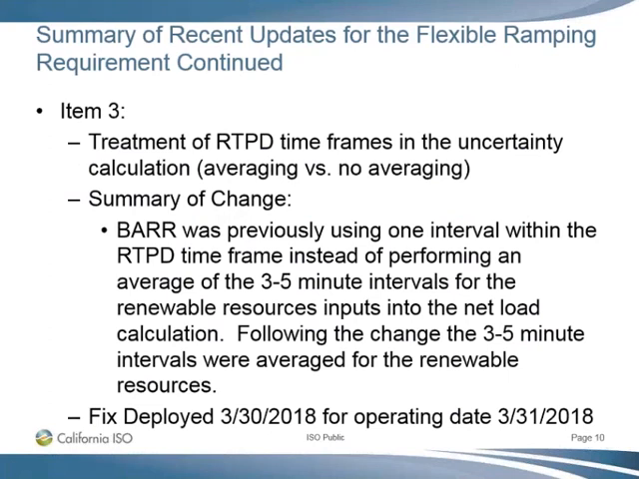Item number 3 is the treatment of the R2PD time frames in the uncertainty calculation, if you're averaging them versus not averaging them. This wasn't a complete error because the BRS described this as the potential no averaging, but when we dug into the details further, you are using an average for the load side, so it's appropriate that you use an average on the renewable side as well for the 3 5-minute intervals. So we put a change in on 3/30 of 2018 for operating date 3/31, where the renewables are going to be averaging the 3 5-minute intervals, similar to what the load is doing.